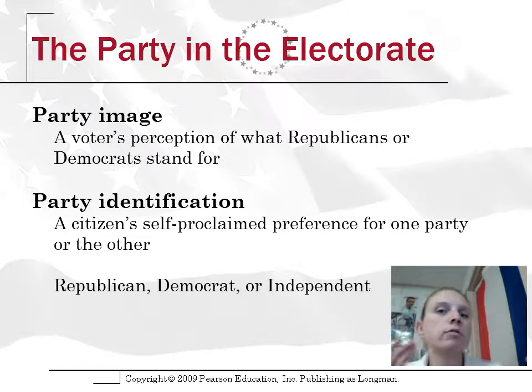As I mentioned previously, there's three parts to a political party. There's the party of the electorate, the one in organization, the one in government. I'm going to look at the party and the electorate first, the voters. When it comes to the party of the electorate, they are trying to look to the party image, which is just their perception of what Republicans or what Democrats stand for. Whichever party image they like better is the side they're going to choose.